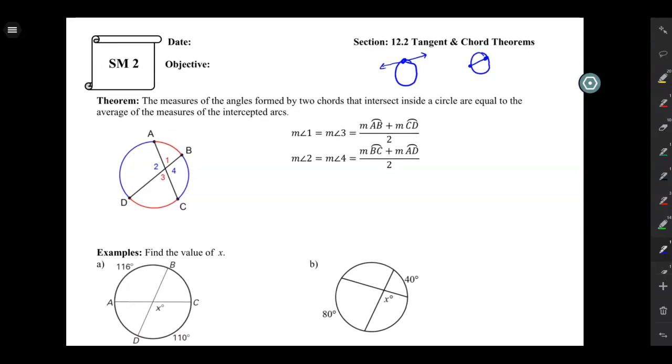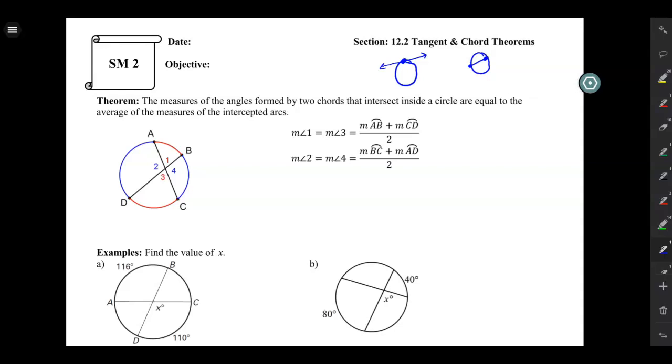So here's a theorem. If you have two chords that are passing through a circle, like I have chord AC and chord DB here, the measures of the angles that are formed by the two chords that intersect inside a circle are equal to the average of the measures of the intercepted arcs. Okay, so that is a lot of stuff. So let's break that down and see what it's talking about.